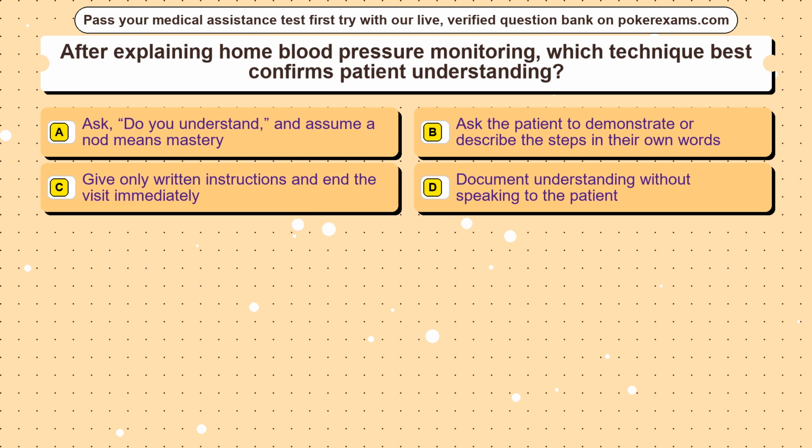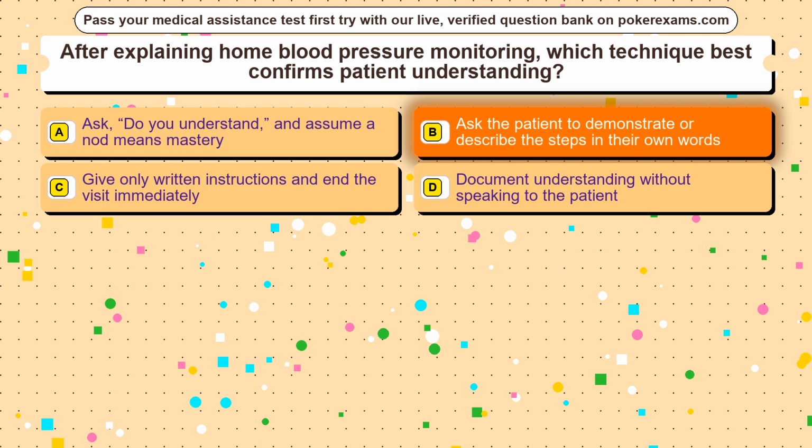Question 78. After explaining home blood pressure monitoring, which technique best confirms patient understanding? Option A, ask, do you understand, and assume a nod means mastery. Option B, ask the patient to demonstrate or describe the steps in their own words. Option C, give only written instructions and end the visit immediately. Option D, document understanding without speaking to the patient.